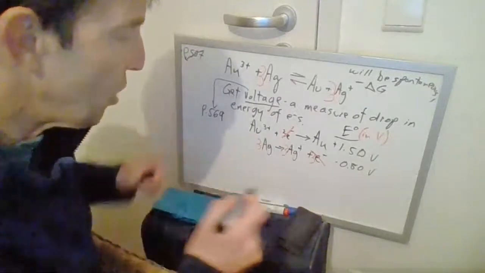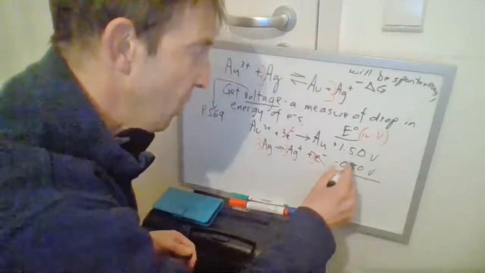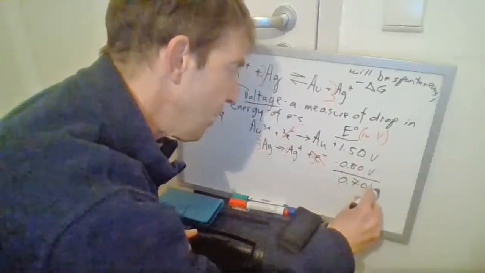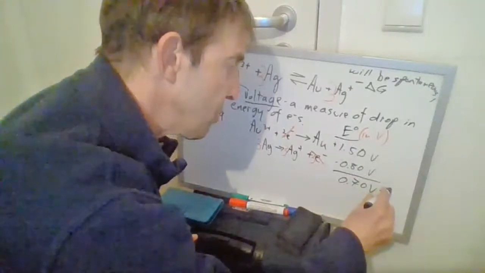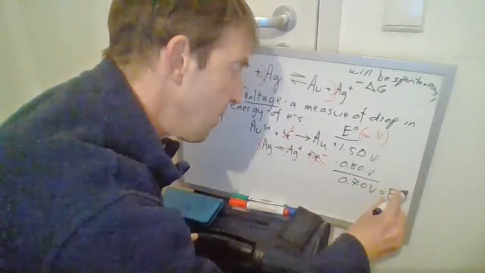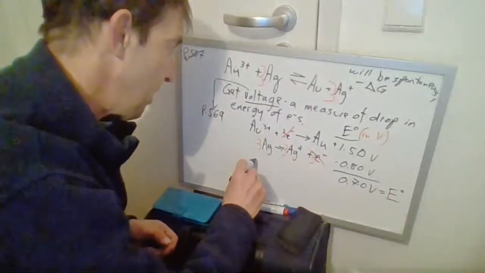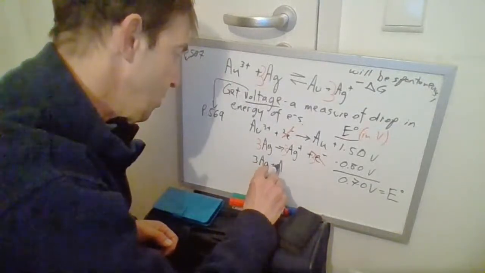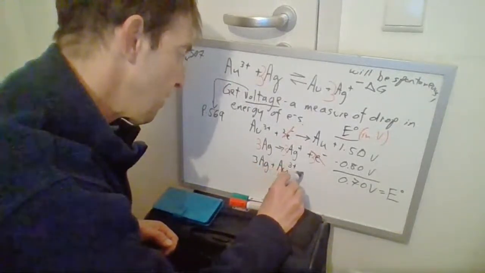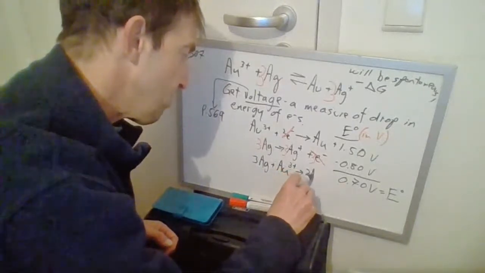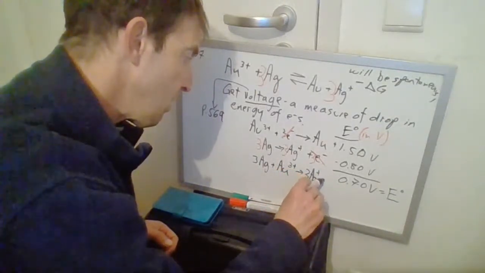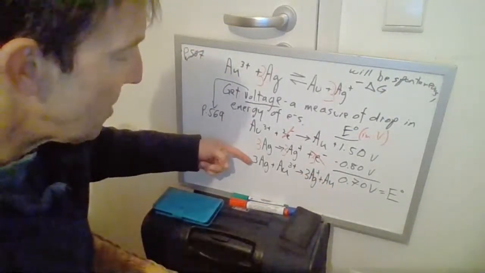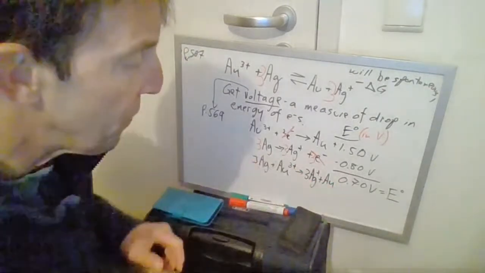But to get the overall reaction, we want to add those two together. Okay, 1.5 minus 0.8 is 0.70 volts. So that's our E0 for the cell. And let's do the balanced reaction again. So it's 3Ag plus Au3+ forms 3Ag+ plus Au. So there's our redox reaction. It's balanced. And there's the voltage for the reaction.